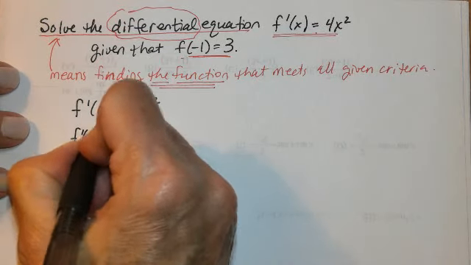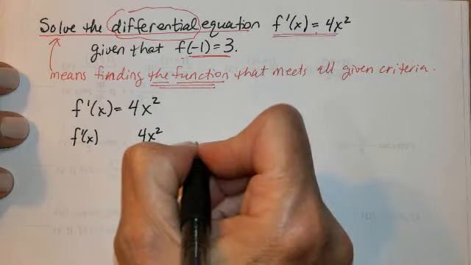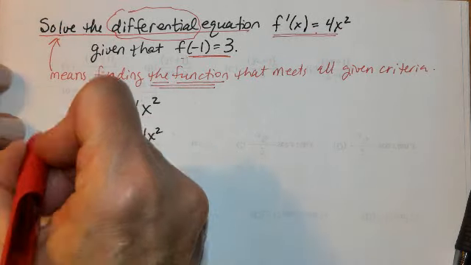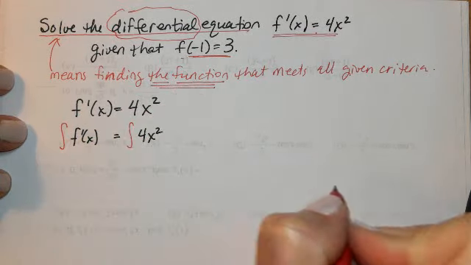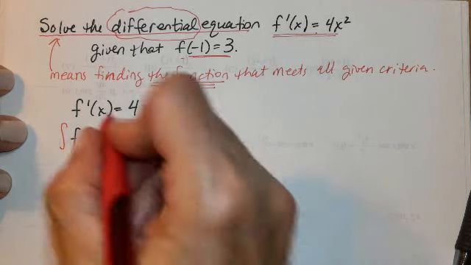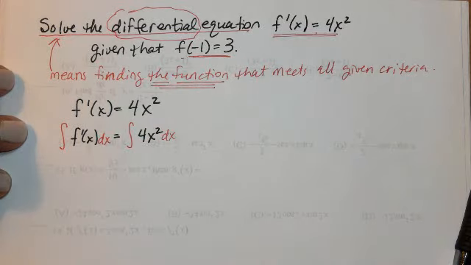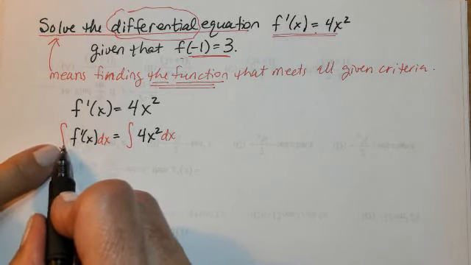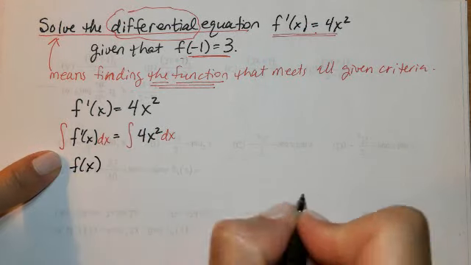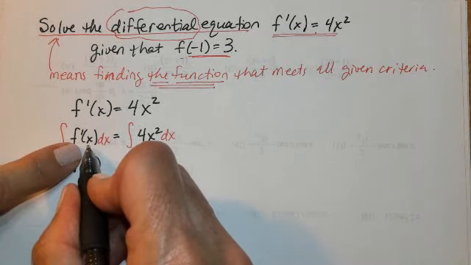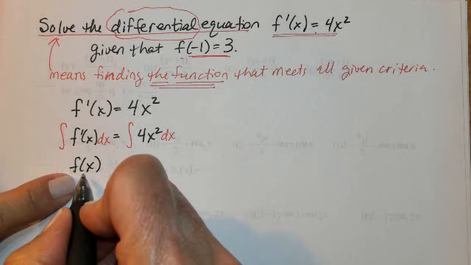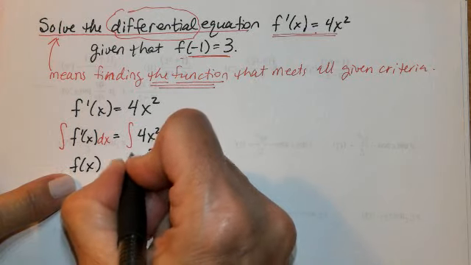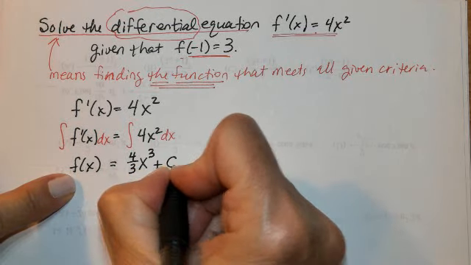So here we have f prime of x on one side, 4x squared on the other side, and an equal sign in between them. What are we really doing on both sides? We are taking the integral of both sides, integrating with respect to x in this case. And when you integrate f prime, you get back f. The antiderivative of the derivative of f is f. And that's equal to x cubed times 4 over 3 plus c.